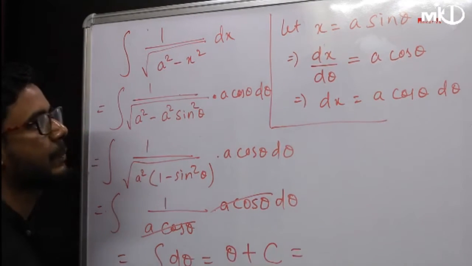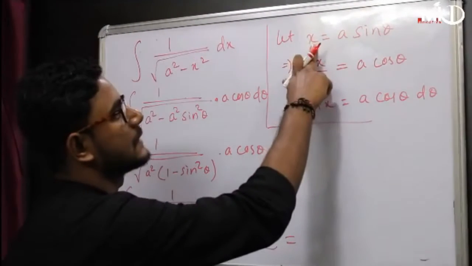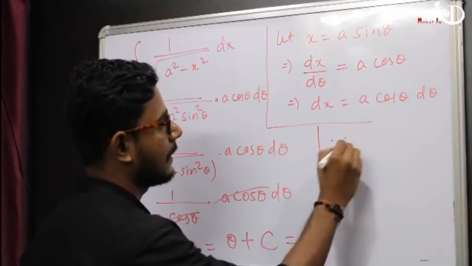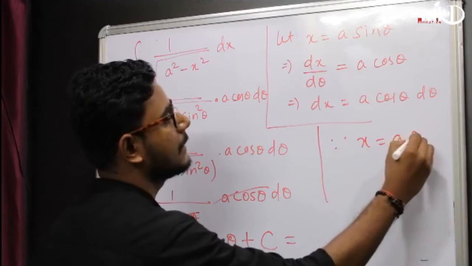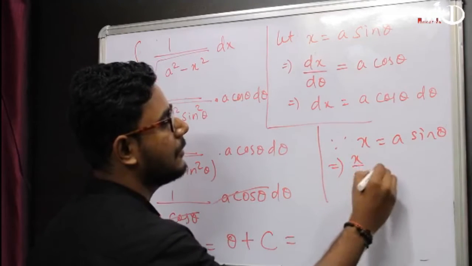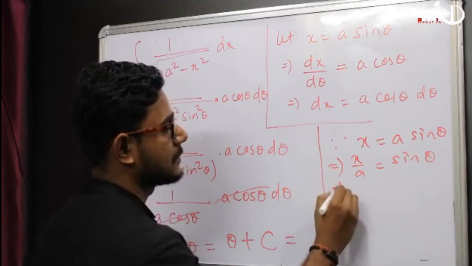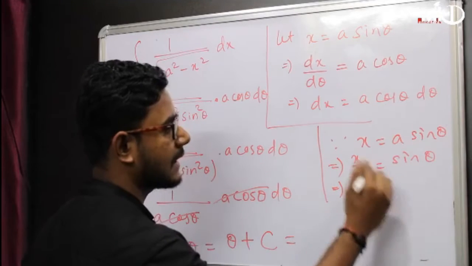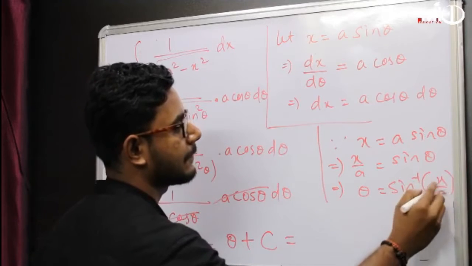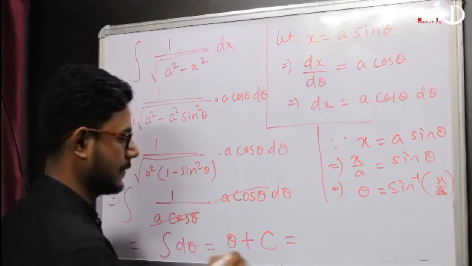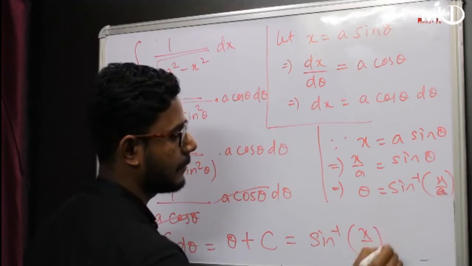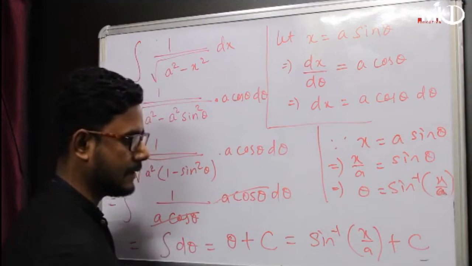And what is theta? Here x equals a sin theta, so x by a equals sin theta. Taking sin inverse on the other side, theta will be sin inverse x by a. So the integral is sin inverse x by a plus c. This is the answer.